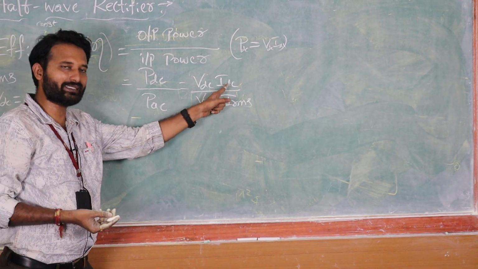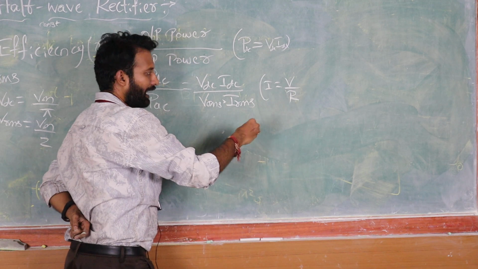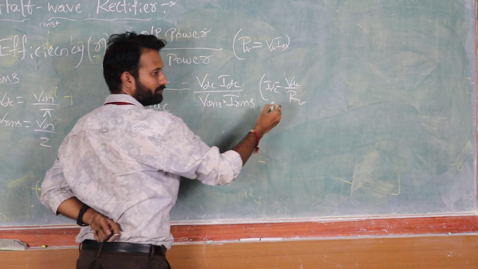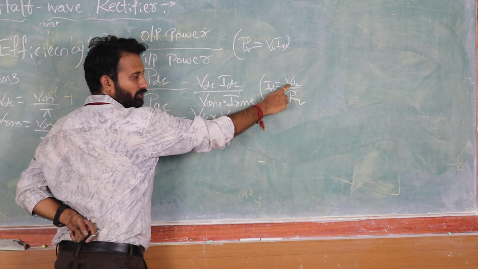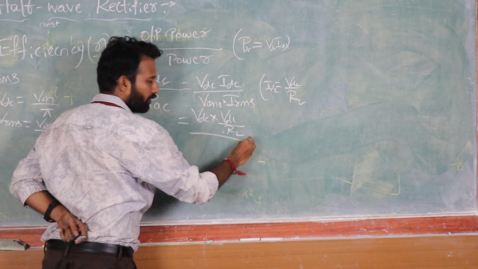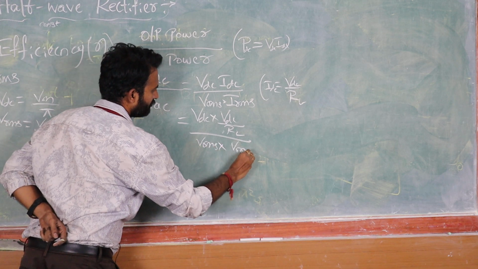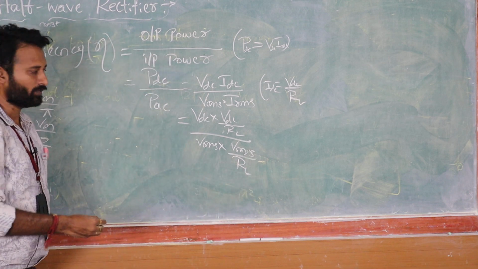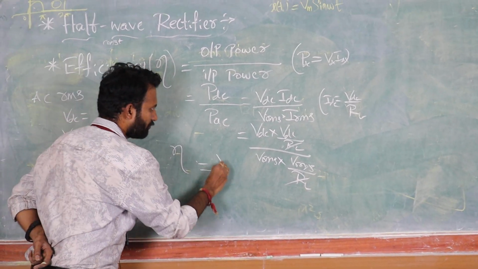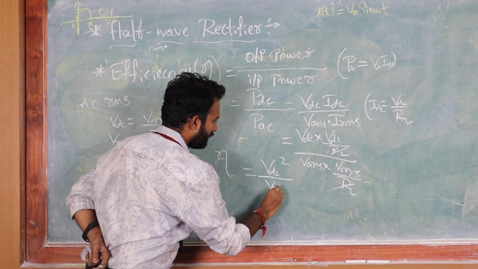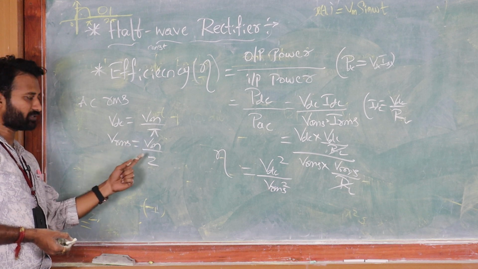So let us convert IDC in terms of VDC. We know that I is equal to V by R. IDC is equal to VDC by RL. So let me convert IDC in terms of VDC. VDC into VDC by RL whole divided by VRMS into VRMS divided by RL. This RL will get cancelled. You will get finally eta is equal to VDC square divided by VRMS square.